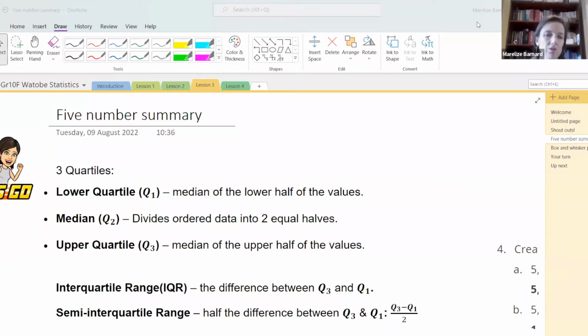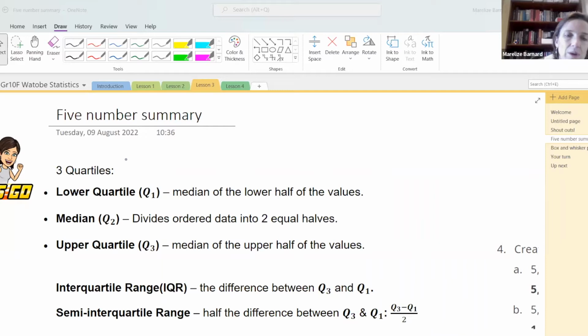Before we go on to the 5-number summary, we just have to discuss this thing called quartiles. If you hear the word quartile, what word does it remind you of? Can anyone just put in the chat what word sounds a lot like quartile? Quarter. There we go. Well done. Yes, four quarters, and that's exactly it.